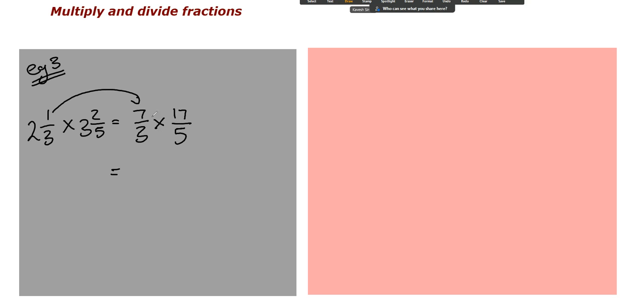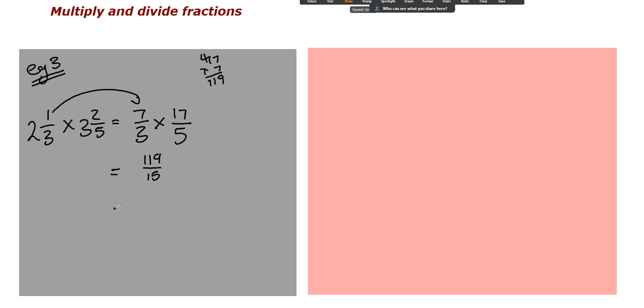So 7 times 17 we've got to calculate. We can calculate it without a calculator. 7 times 7 is 49. 7 times 1 is 7. 7 plus 4 is 11. So that's 119. And 3 times 5 is 15. So we've got 119 over 15.